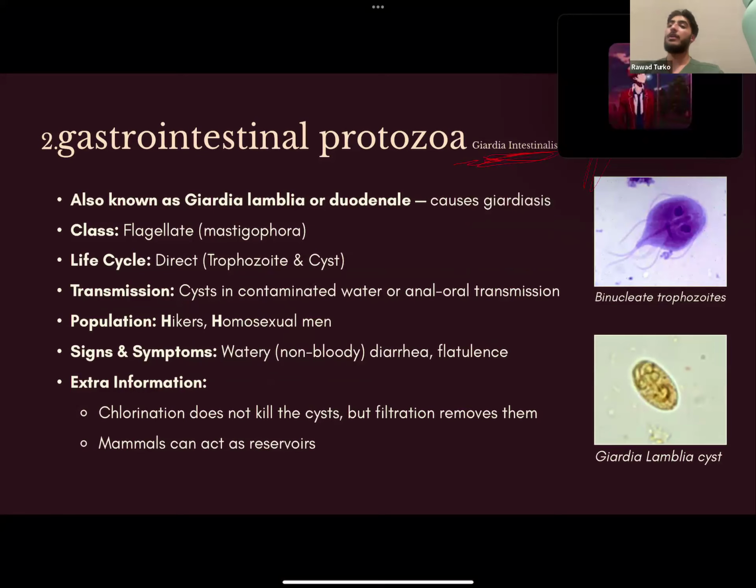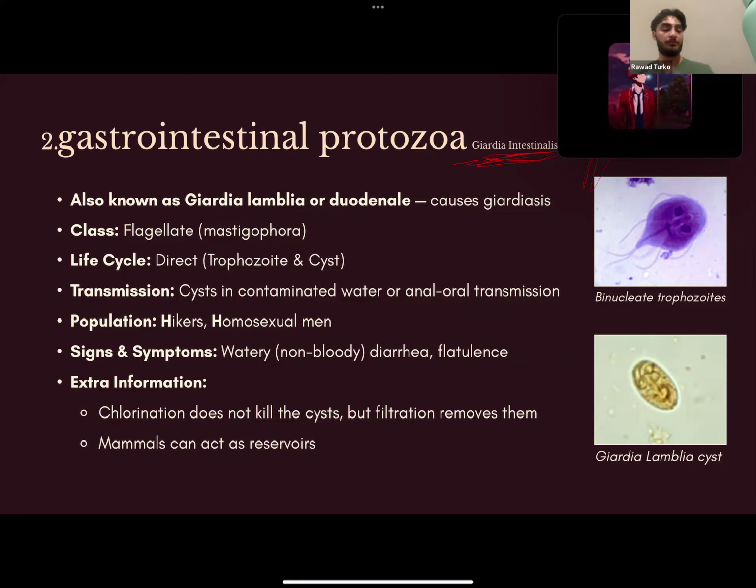So the first one we're going to be talking about is Giardia intestinalis, or another word for it would be Giardia lamblia. This is the way I'm going to be doing my slides. First of all, we're going to talk about the class of the protozoa. In this case, it's a flagellate, and another word for a flagellate is Mastigophora. Then we'll talk about the life cycle, the transmission, the population, then signs and symptoms, and then a few extra pieces of information about the protozoa.